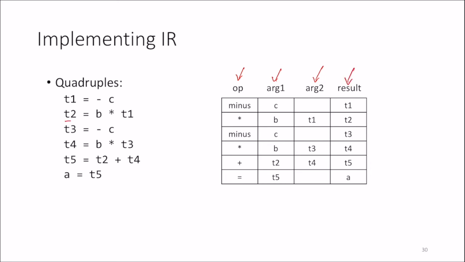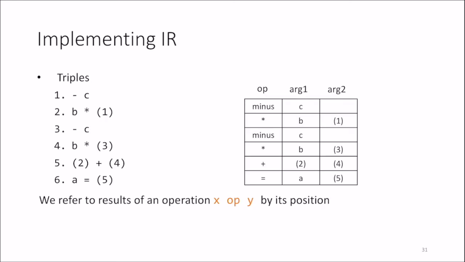So here's 1, 2, 3, 4. So that's what gives them the term quadruple. It's 4 things. So that's one way to store it. Another way to store it is using triples. We store the location separately.